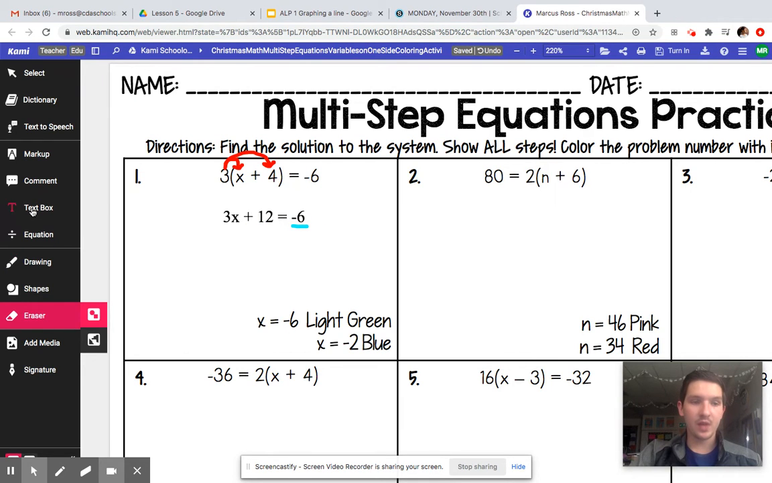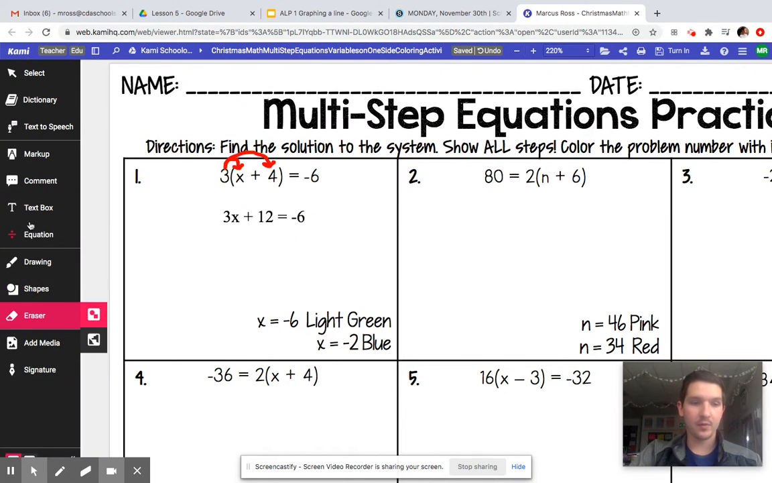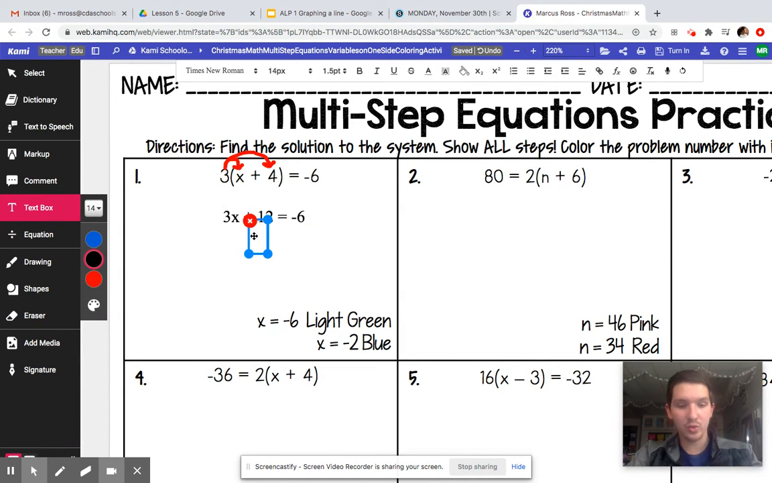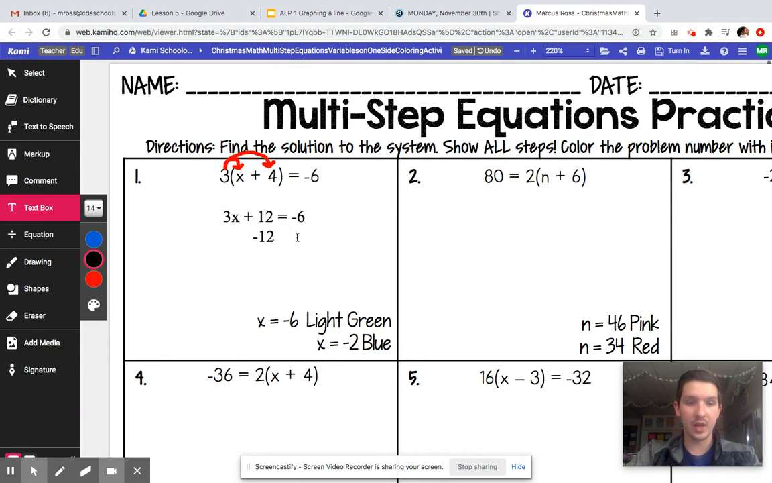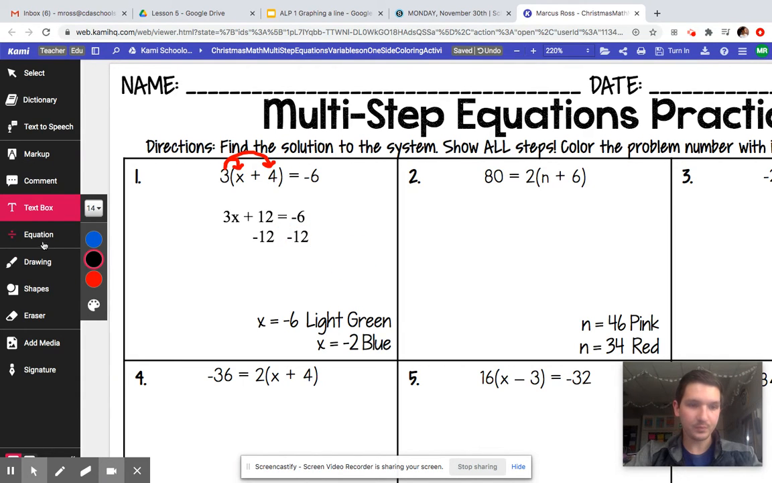And in order to do that, we are going to do the inverse operations, right? And so if we have a positive 12, we are going to subtract 12 on both sides. Okay, we're doing the inverse operations, and what you do on one side, you have to do to the other. So we're going to subtract 12 on this side as well. All right, so let me organize that for you.